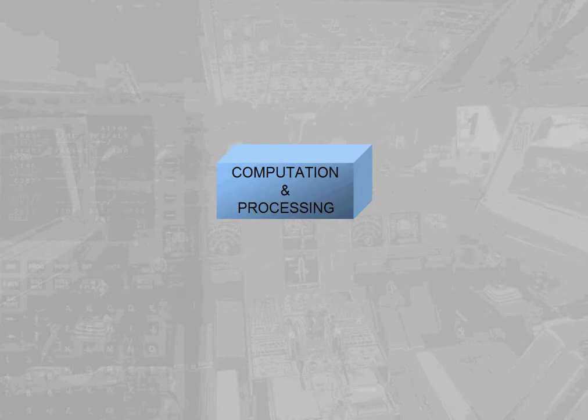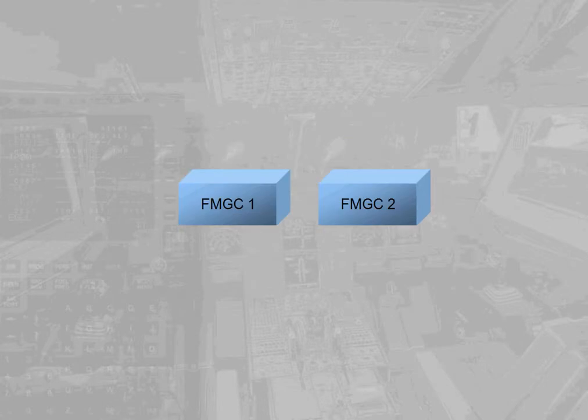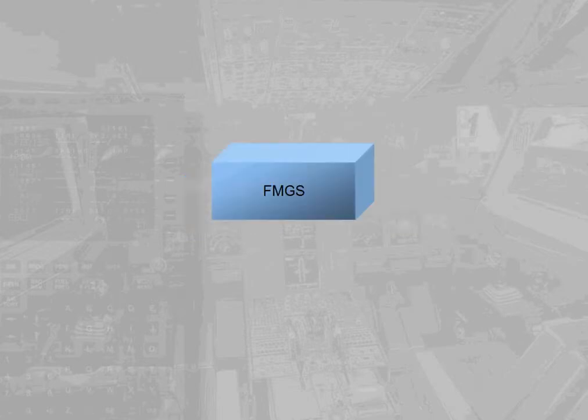For the AFS in the A320 family, computation and processing are done by 2 Flight Management Guidance Computers, FMGC. The 2 FMGCs are identical and normally work together, so for training purposes we will group them as the Flight Management Guidance System, FMGS.